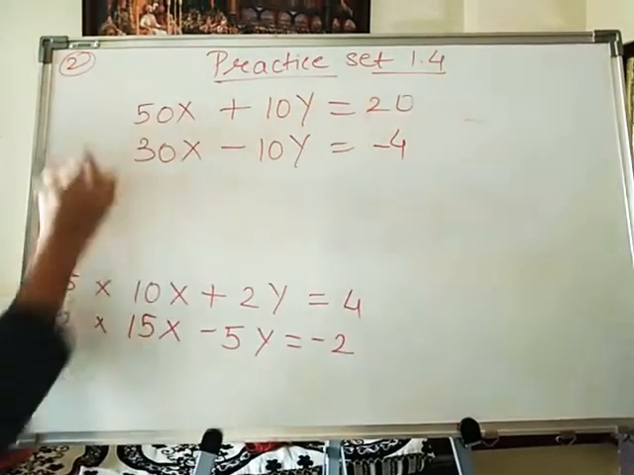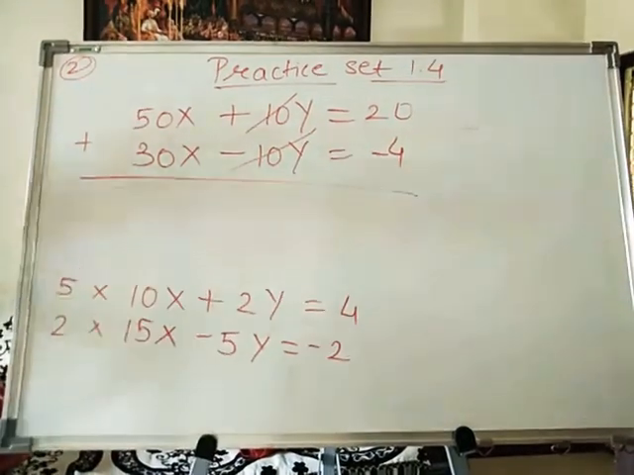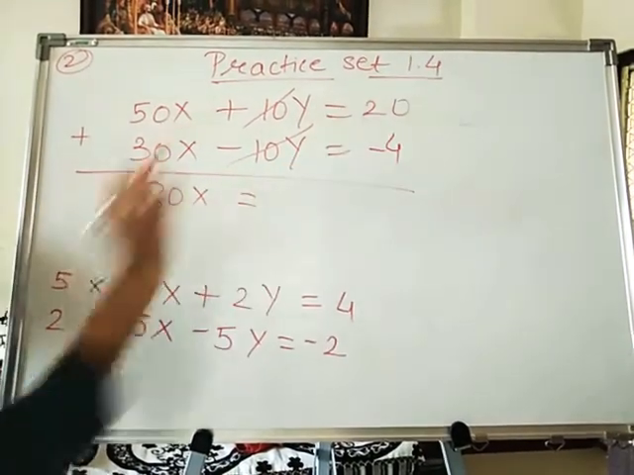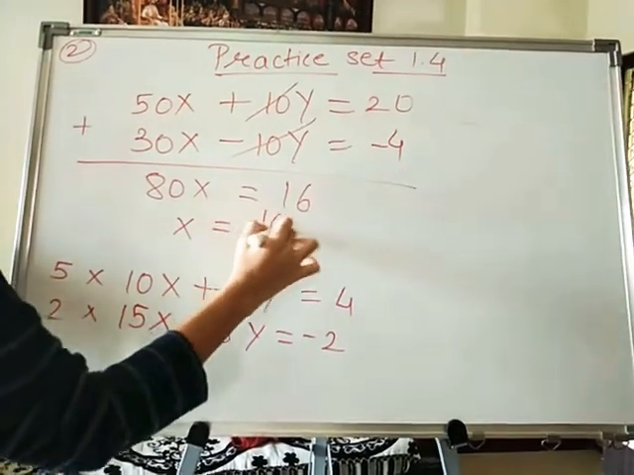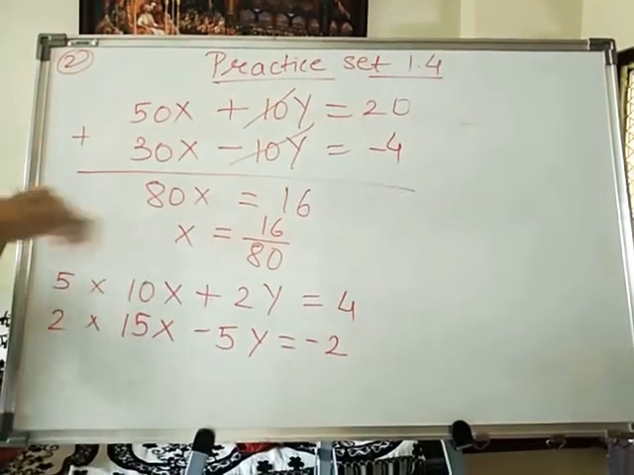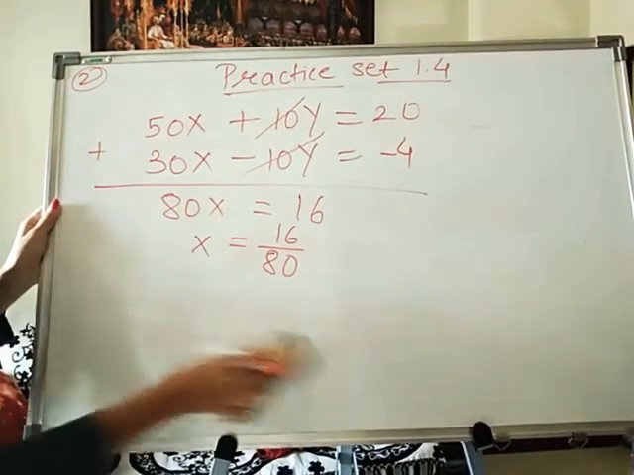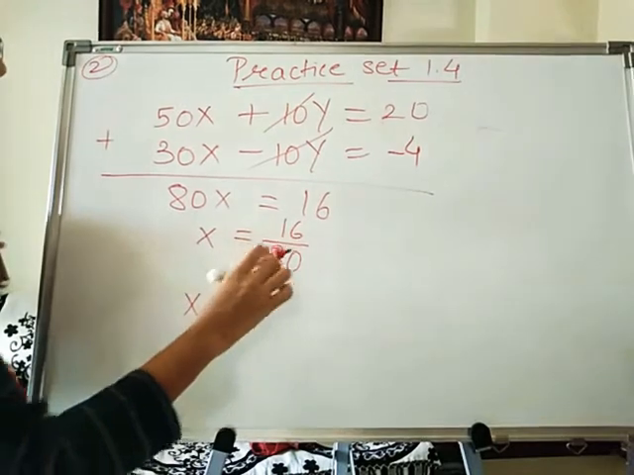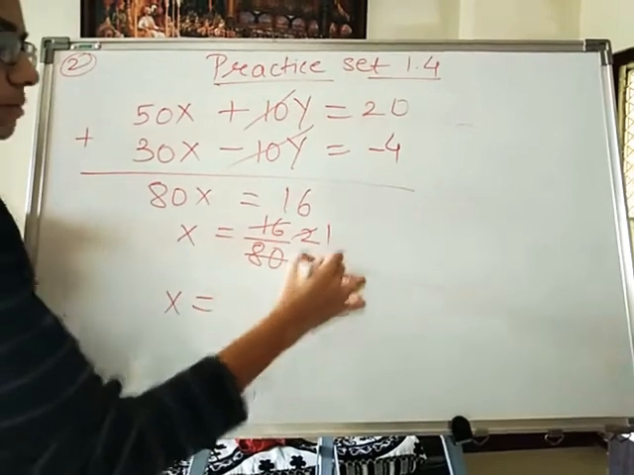The signs are different, so adding the two equations, what you will get is plus 10Y minus 10Y gets cancelled. 50 plus 30, it is 80X is equal to 20 minus 4, which is 16. X is equal to 16 divided by 80. Don't forget, the coefficient of x goes as the denominator after shifting. So what is your X? Reduce 16 upon 80 by 16. 16 1s are 16, and 16 5s are 80. Same goes here.